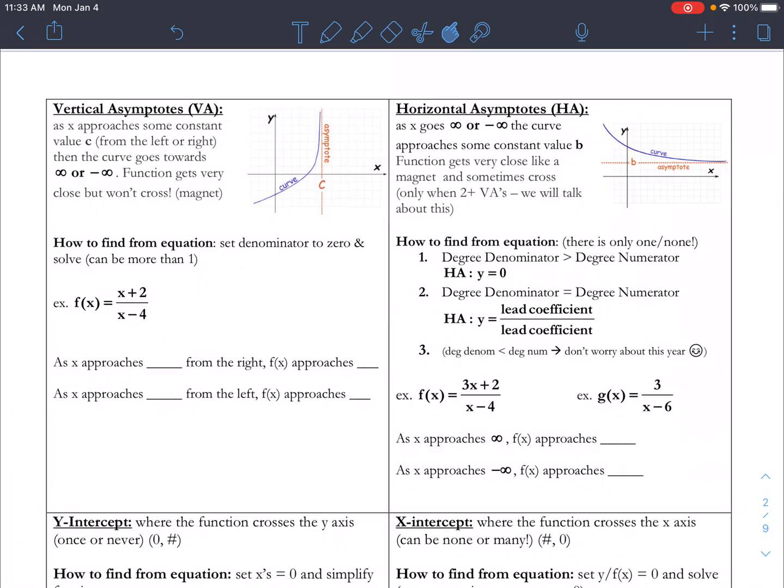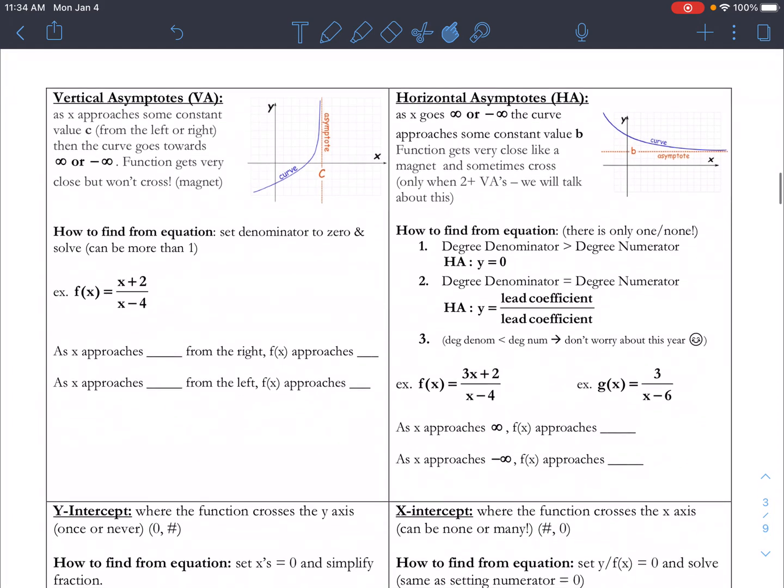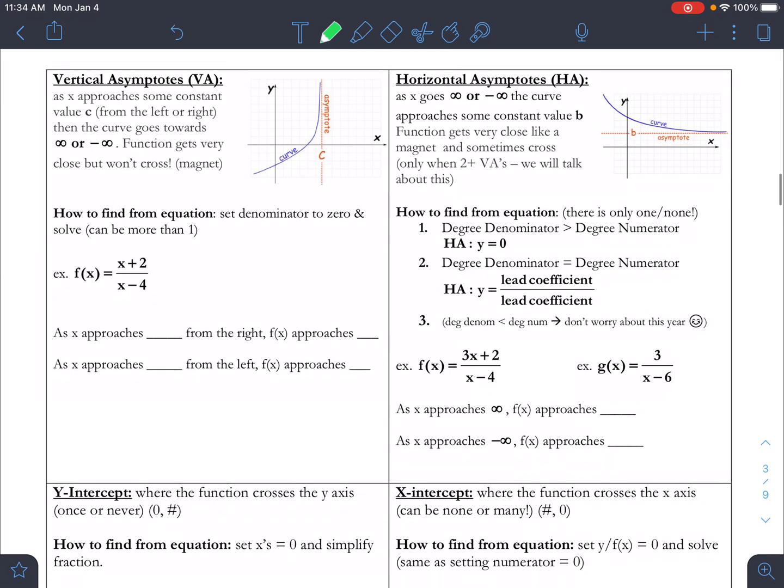Abbreviations: we're going to use vertical asymptotes. Again, those are vertical lines, like a column holding up a building. Horizontal, like the horizon, going from left to right. We'll call these VAs and HAs, so don't be surprised to see those abbreviations. As I approach a vertical asymptote, I'm either going towards infinity or negative infinity, and they could be the same direction too. But either way, that's a giveaway. Again, it will never cross a vertical asymptote. Think of it as a magnet.